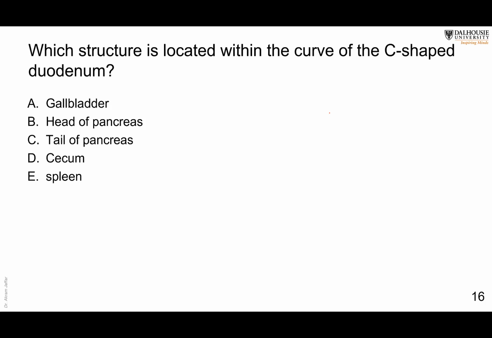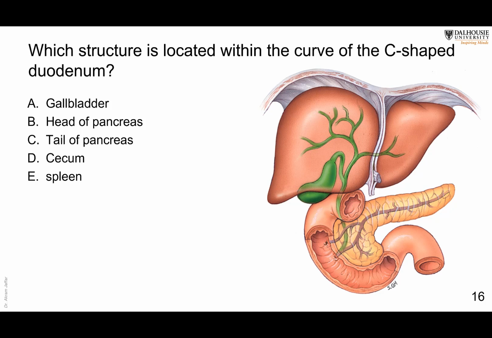So the duodenum has a C shape. It is the first part of the small intestine. It's about 25 centimeters in length. And as you can see here, this is the C shape of the duodenum. The duodenum continues as the jejunum.